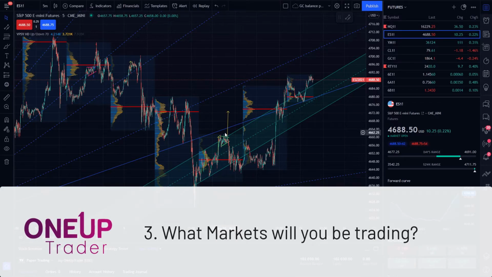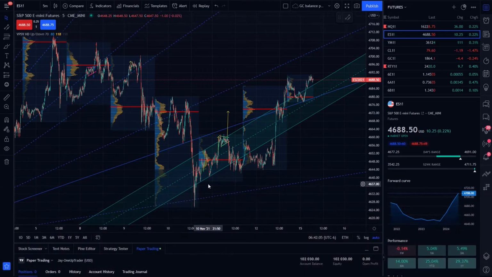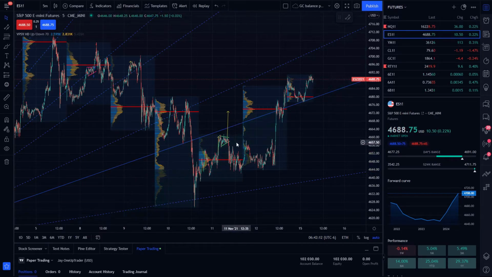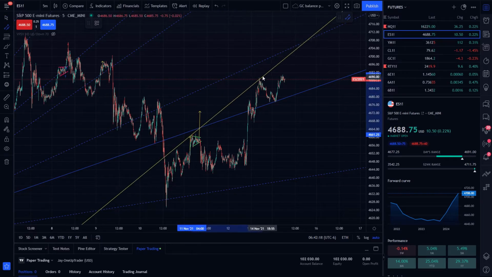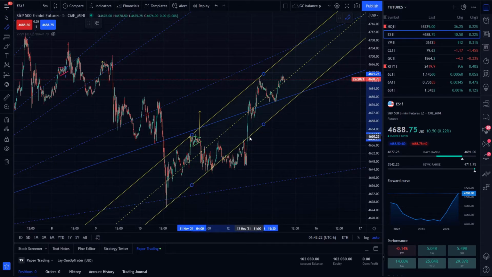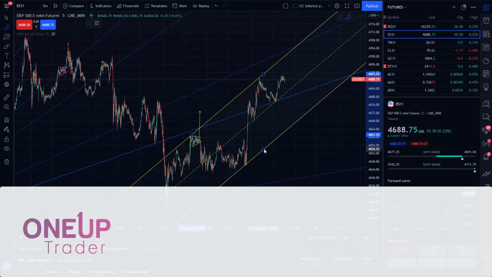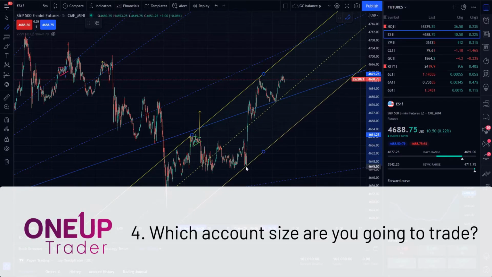What markets will you be trading? This one again is very important as everybody is different. There are many different products you can trade at OneUp Trader, so understanding how each one of them moves is very critical. By knowing your goals, lifestyle, account size, personality, and so on, it is easy to get on the right track.